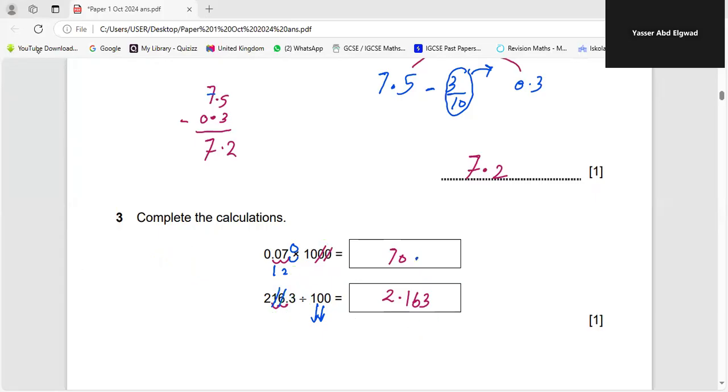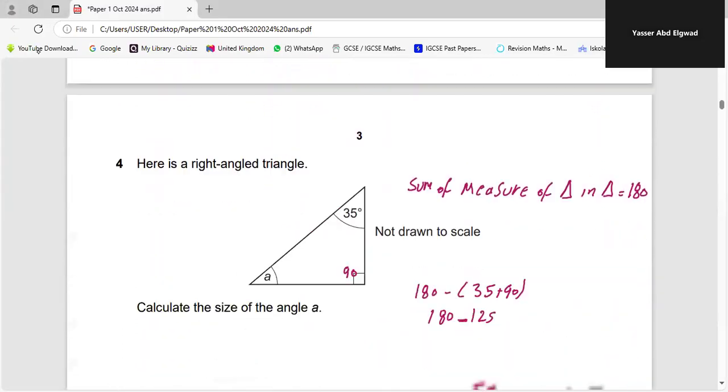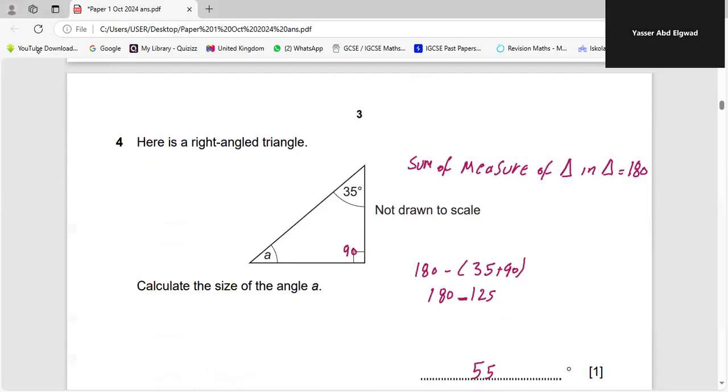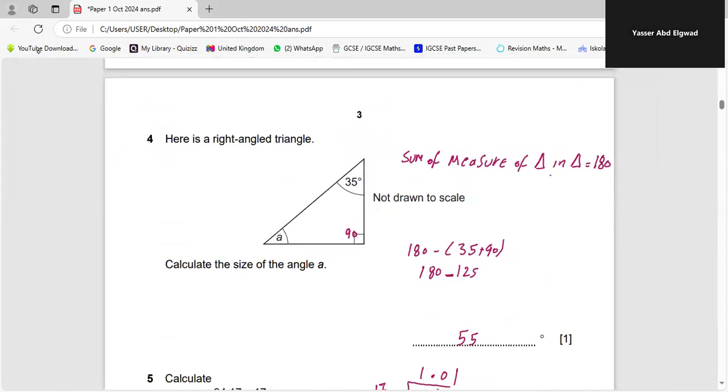Next question, number 4. Here is the theorem that states that the sum of the measures of angles in any triangle equals 180. I put it here like this, 180. If you add them, you add 35 plus 90, that is 125, then 180 minus 125, we get 55. The next question.